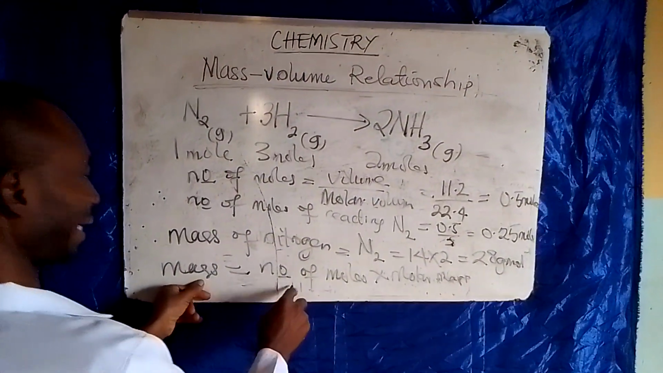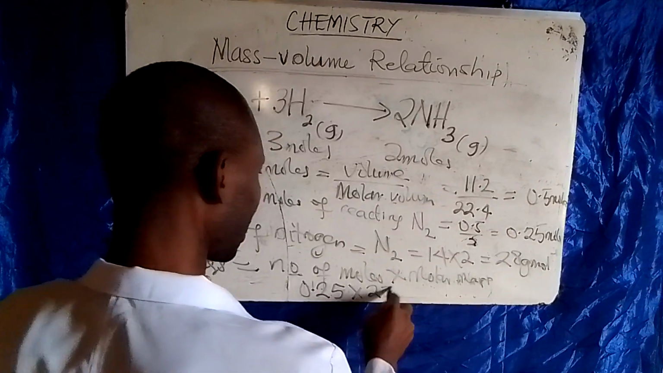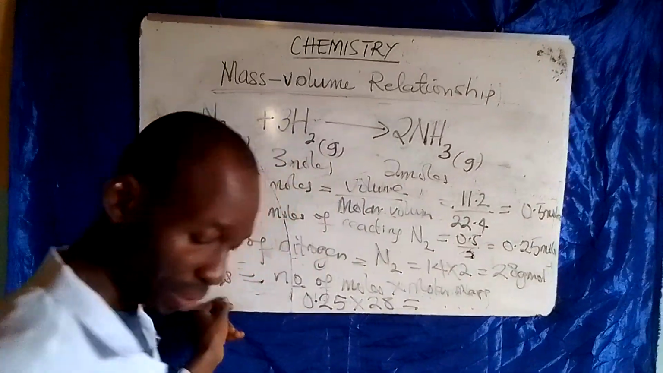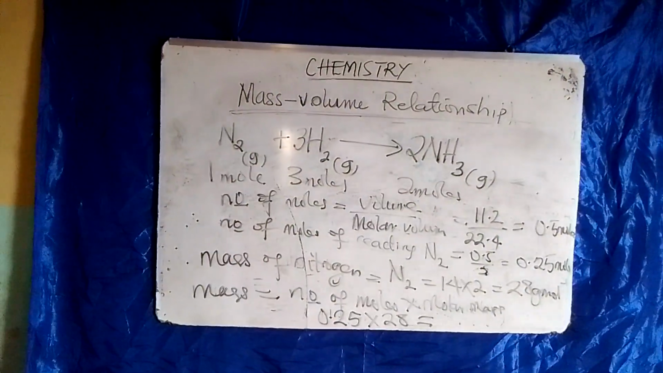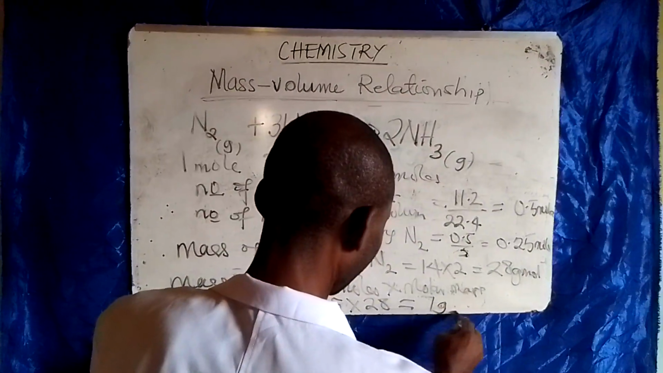So we have a molar mass, which is 28. The number of moles is 0.25. 0.25 times 28 will now be equal to what? That is 28 divided by 4, which will give you 7 grams. 7 grams is your final answer.